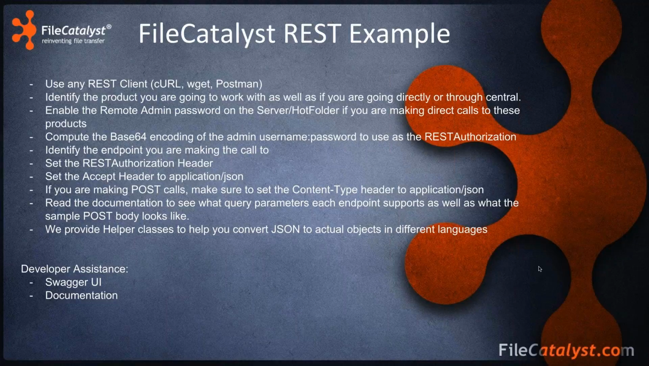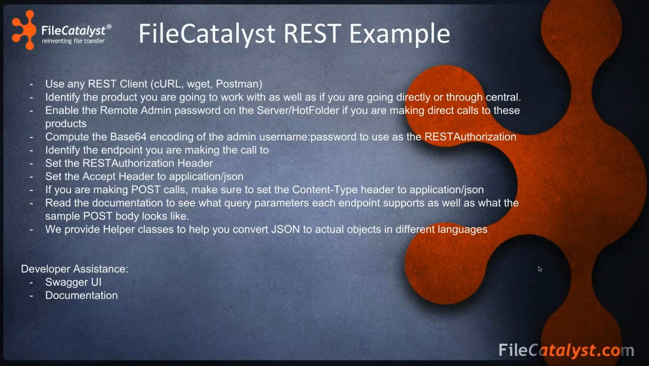One of the biggest things is identifying which product you're going to be working with based on what you're looking to do. As I mentioned, each product has a REST API, but also some of these products like the server, hot folder, transfer agent can be connected to Central. So you can either make calls directly to the product through the HTTP port that's exposed in the product, or proxy these calls through Central.